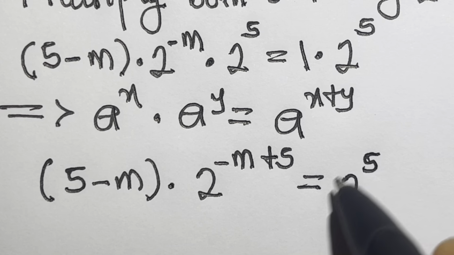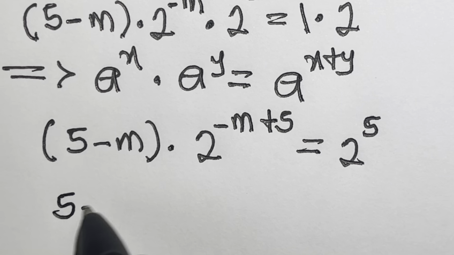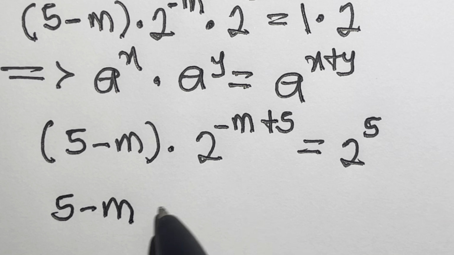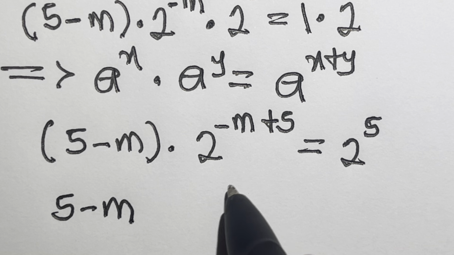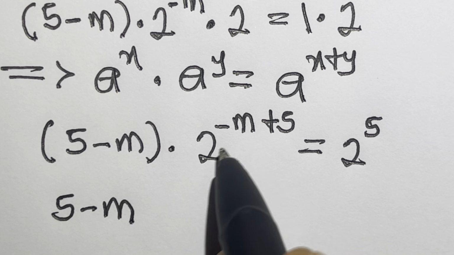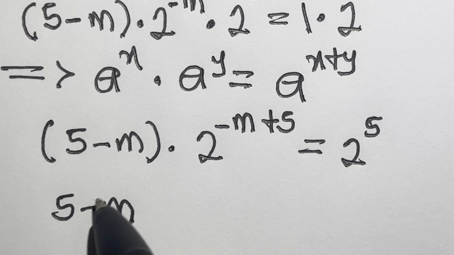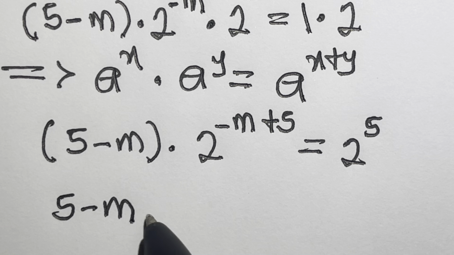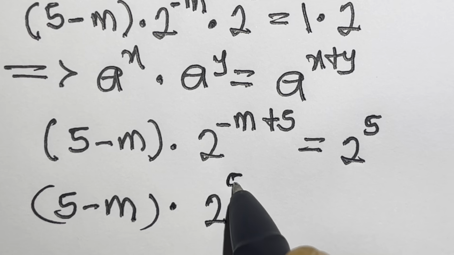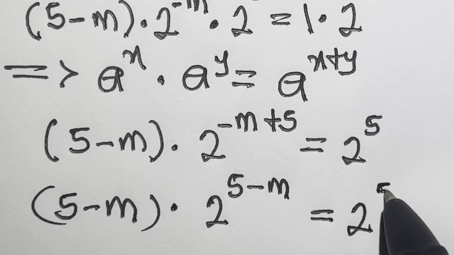That's 1 times 2 raised to power 5. So we will have 5 minus m times 2 raised to power minus m plus 5, and you can see that this easily becomes 5 minus m multiplied by 2 raised to power 5 minus m, so equals 2 raised to power 5.